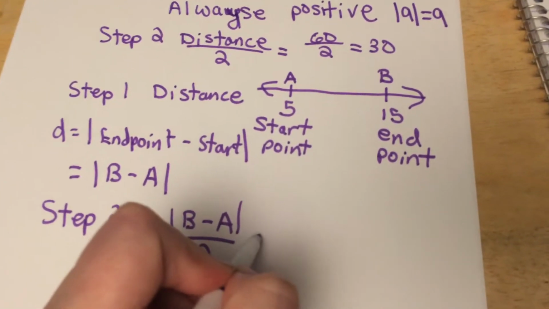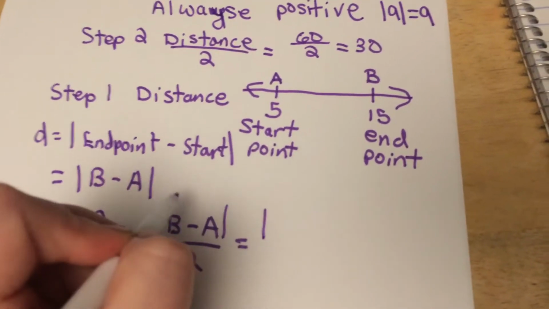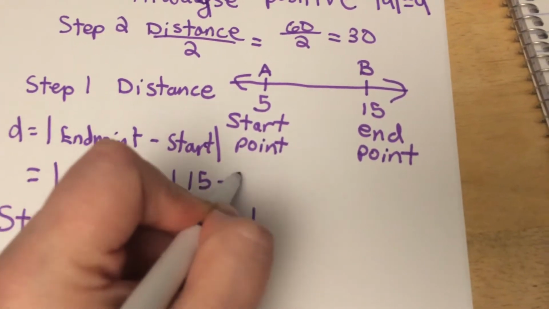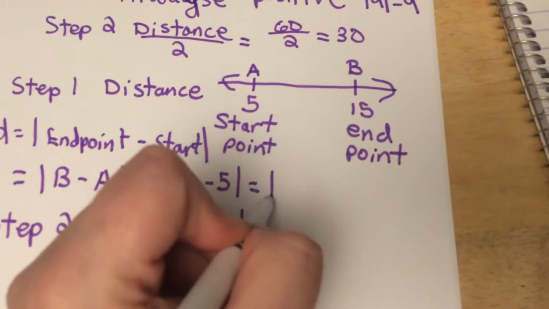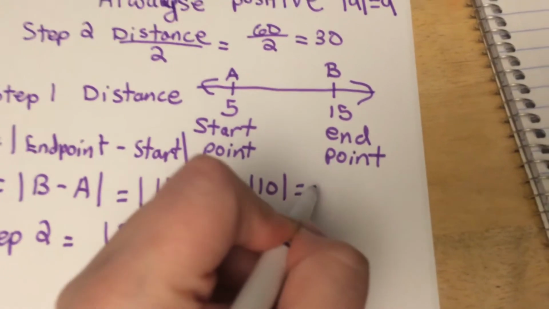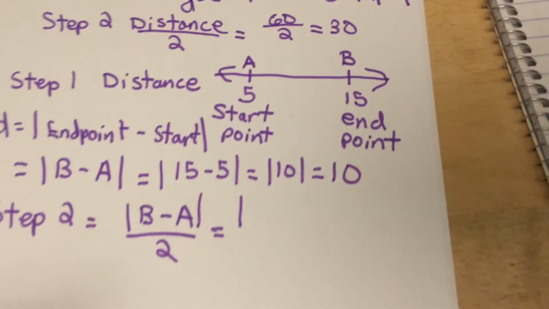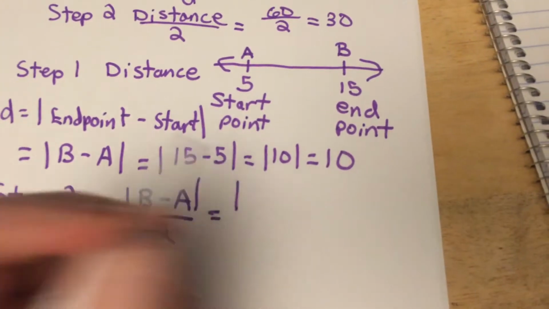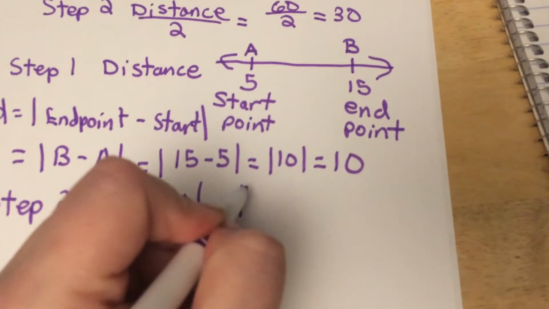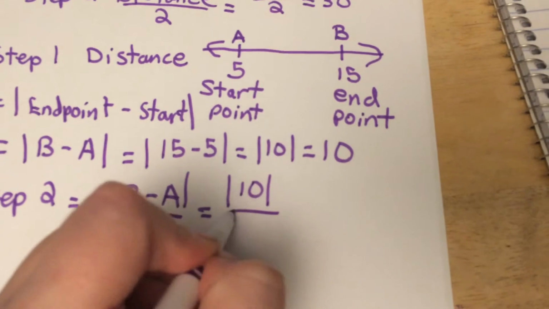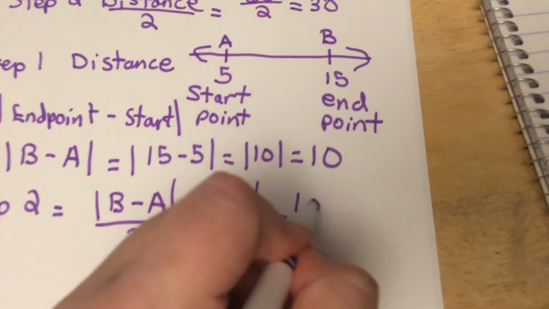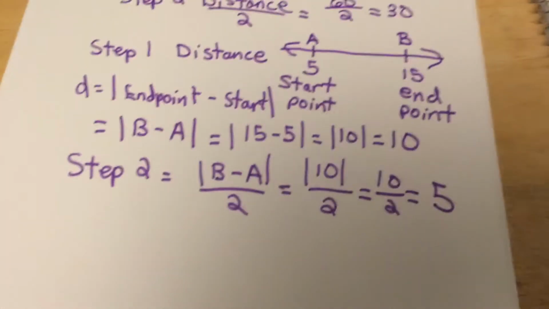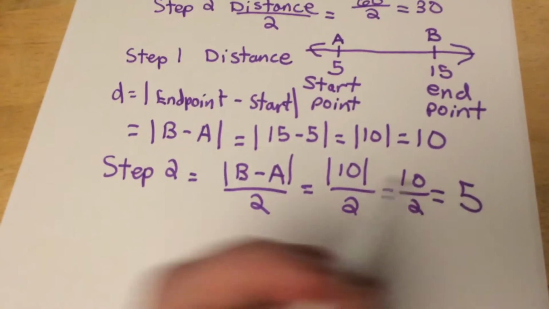So when we do the distance of this line, it would be 15 minus 5, which gives us the absolute value of 10, and the absolute value of 10 is 10. Then we do our step 2: we have our 10, and we divide by 2, so 10 divided by 2 is equal to 5. So we know that our halfway point on our number line is 5.